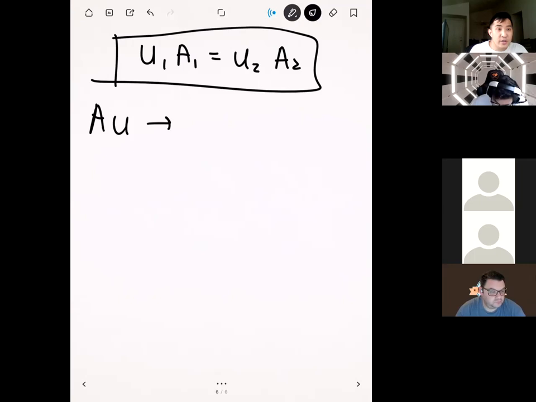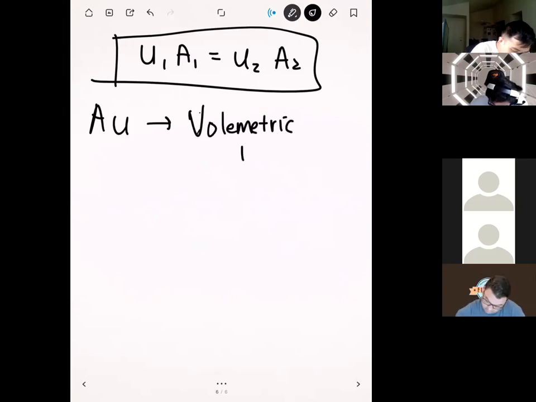Now that we've canceled out the density, we have the product of U times A, which is the same as the product A times U. This is a new kind of quantity that you'll see used quite a lot. It's called the volumetric flow rate, and it's often given the symbol Q.